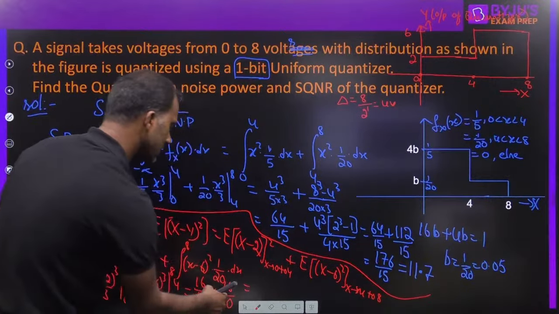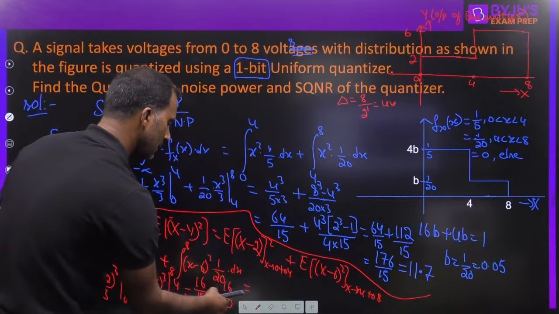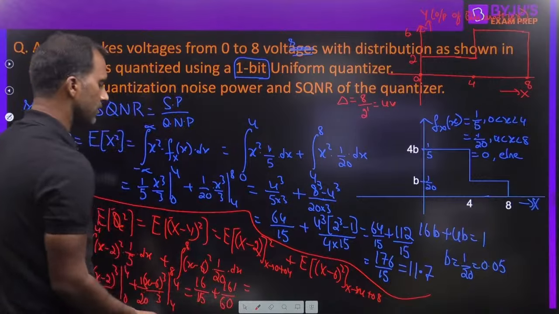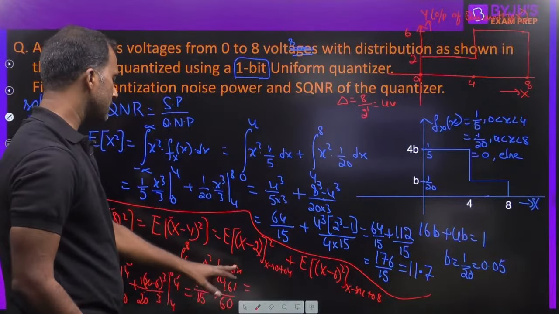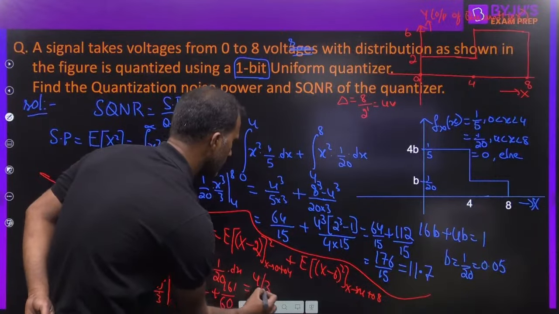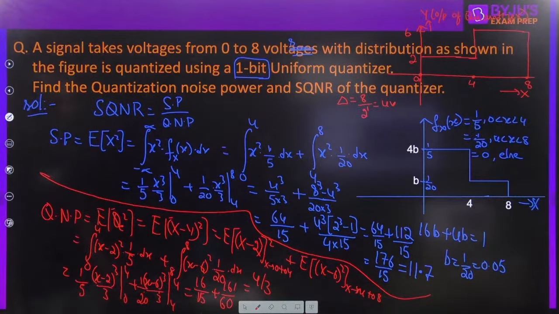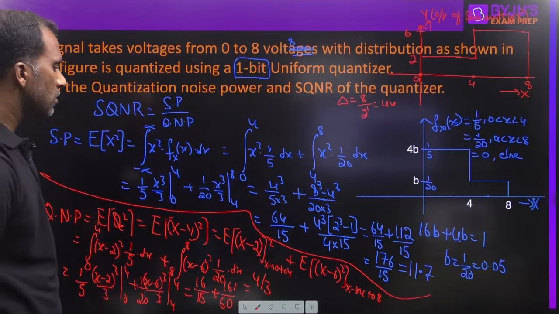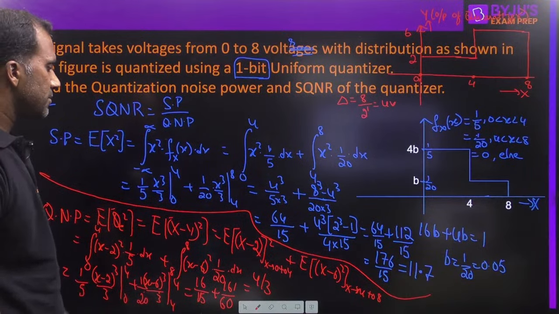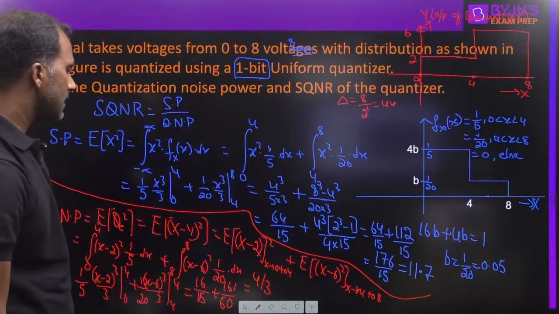But we can cancel the things, na? 4 4s is 16, and this is 4 15s. So this becomes 4 by 15, correct? 16 plus 4 is 20 by 15. 20 by 15 is 4 by 3. Yes, we got signal power, and we also got quantization noise power. So we can substitute the things here and we can get the answer.